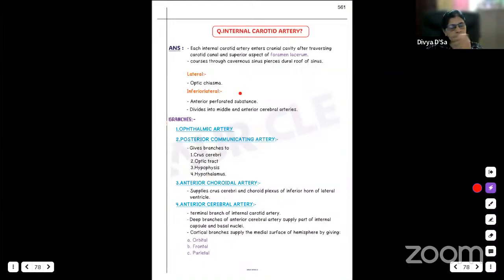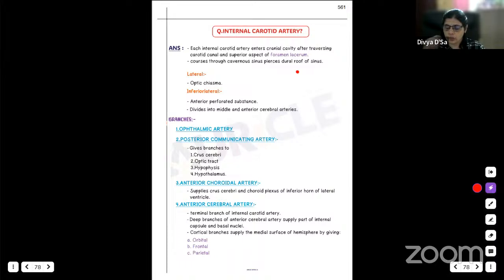Then the third artery which supplies the brain is the internal carotid artery. It enters the cranial cavity after passing through the carotid canal. It doesn't pass through the foramen lacerum, but passes in relation to it. It passes through the cavernous sinus, and then it pierces the roof of the cavernous sinus.